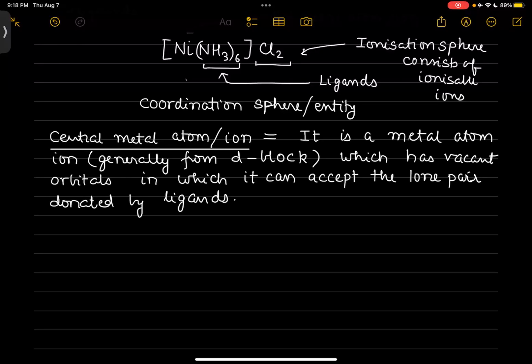Got it? So is it clear what the central metal atom or ion is? It is a metal atom or ion, generally from the d block, which has vacant orbitals in which it can accept the lone pair donated by the ligand. That's how the metal and the ligands combine together. Is it clear?